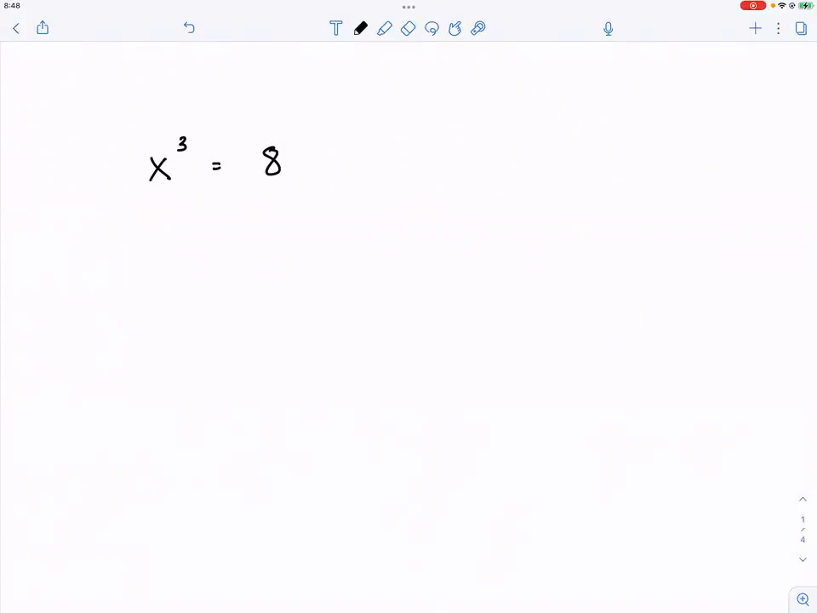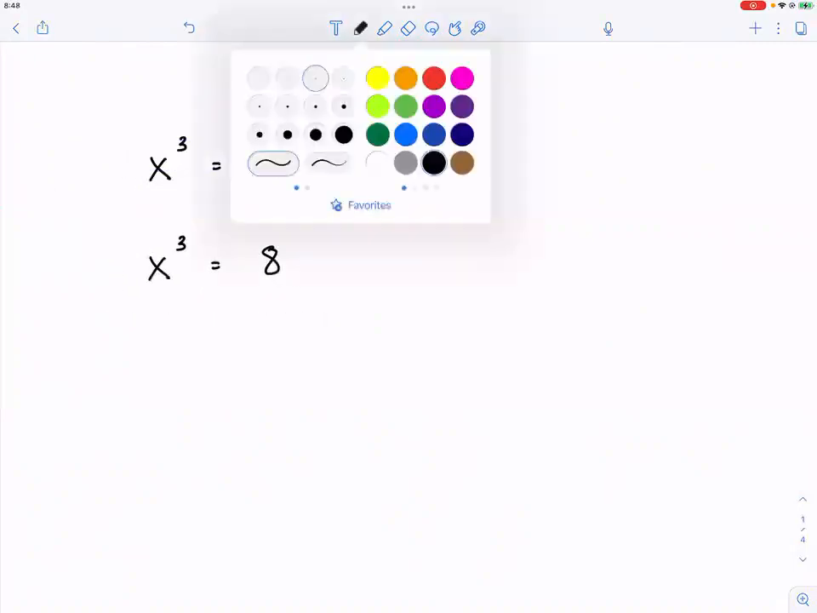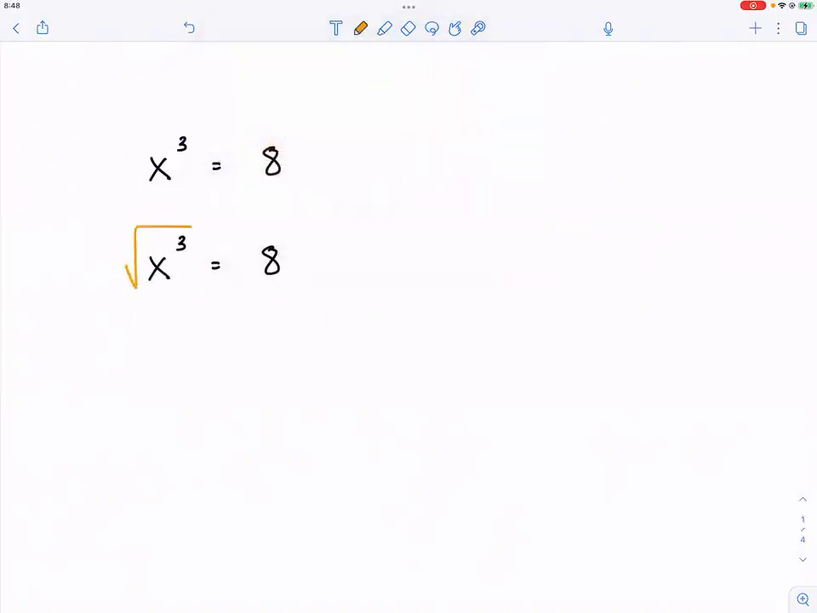All right, so what's the next step? If you started off with x cubed equals 8, what do you do? You take the cube root on both sides, right? Okay. And I think everyone can get this with absolutely no problem. We have done this for quite some time now.